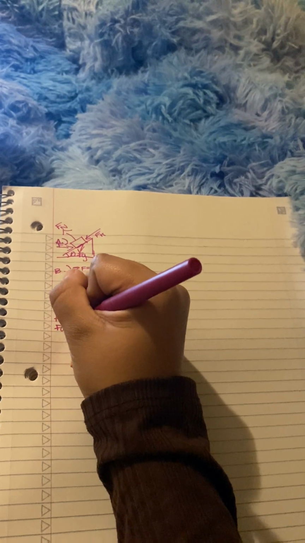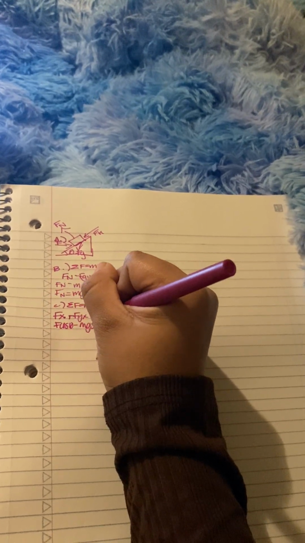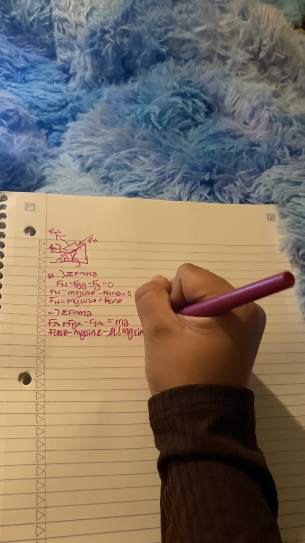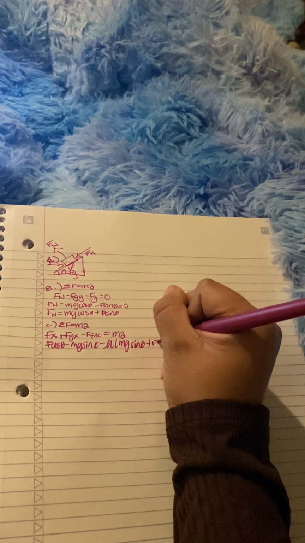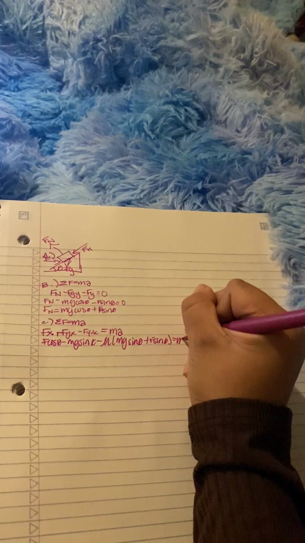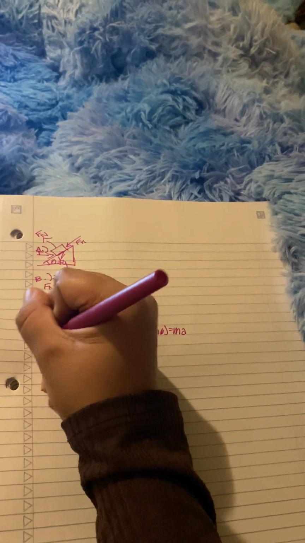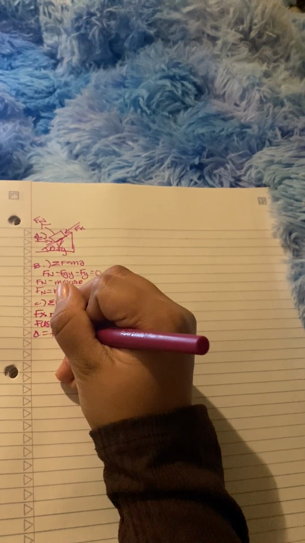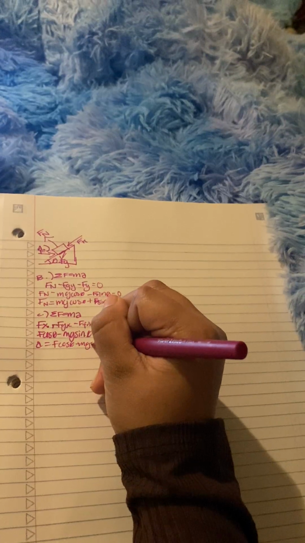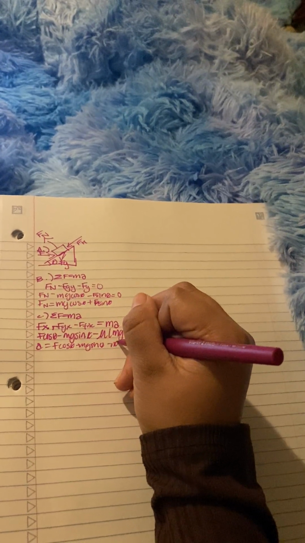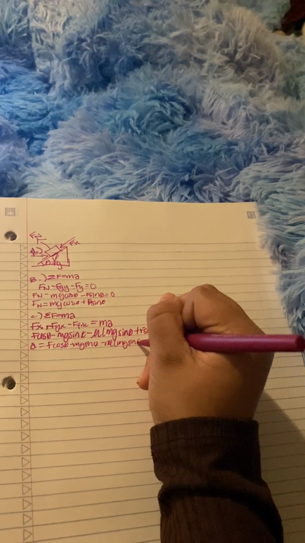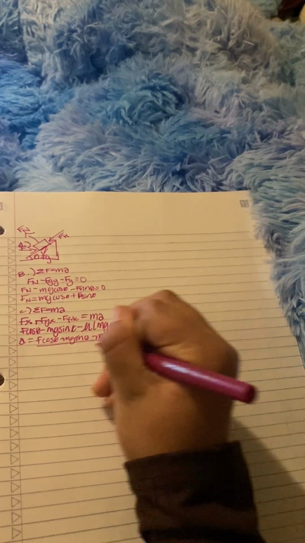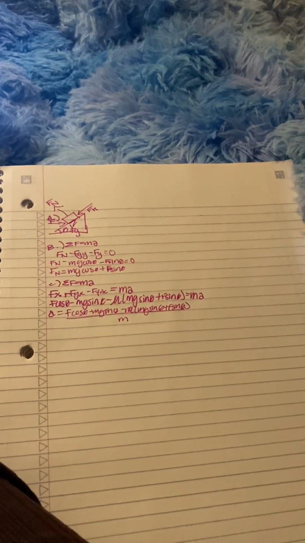F of x is equal to F cosine theta minus mg sine theta minus mu of mg cosine theta plus F sine theta, which would equal mass times acceleration. And then A would just equal F cosine theta minus mg sine theta minus mu times mg cosine theta plus F sine theta, all over m, which would be our expression for A.